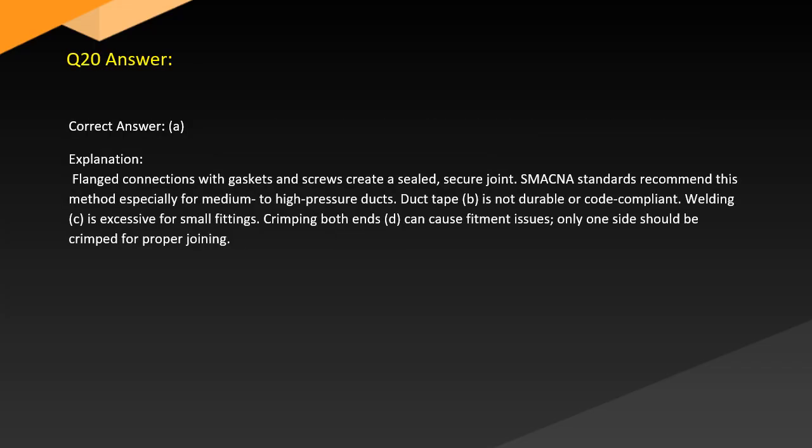Answer. Correct answer: A. Explanation: Flying connections with gaskets and screws create a sealed, secure joint. SMACNA standards recommend this method especially for medium to high-pressure ducts. Duct tape, B, is not durable or code-compliant. Welding, C, is excessive for small fittings. Crimping both ends, D, can cause fitment issues. Only one side should be crimped for proper joining.